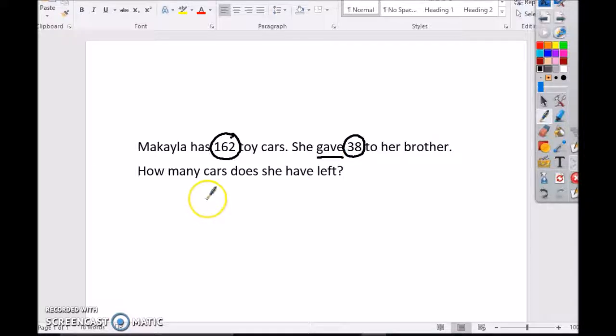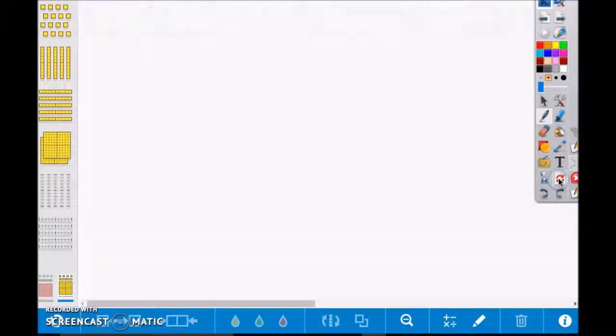With all this information, we can form the number sentence 162 minus 38 equals what? Let's go ahead and find out. We're going to go ahead and move on to the Math Learning Center. I'm going to write the problem again. So we have 162 minus 38 equals what?